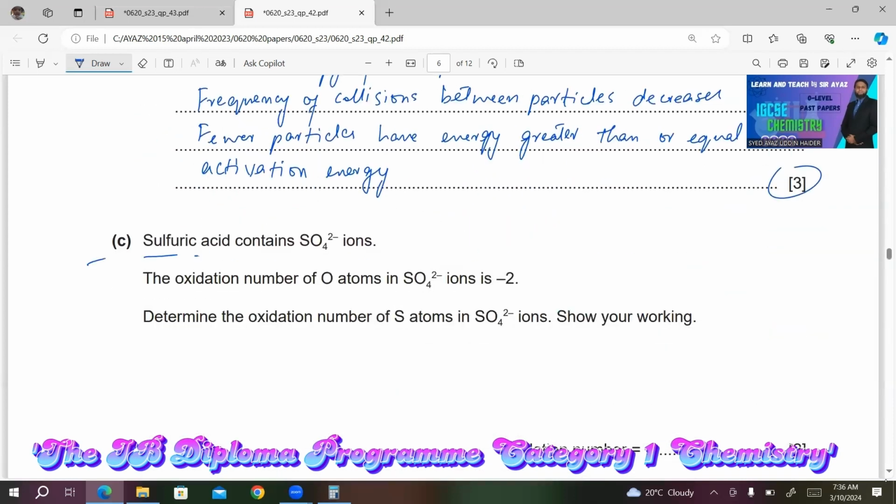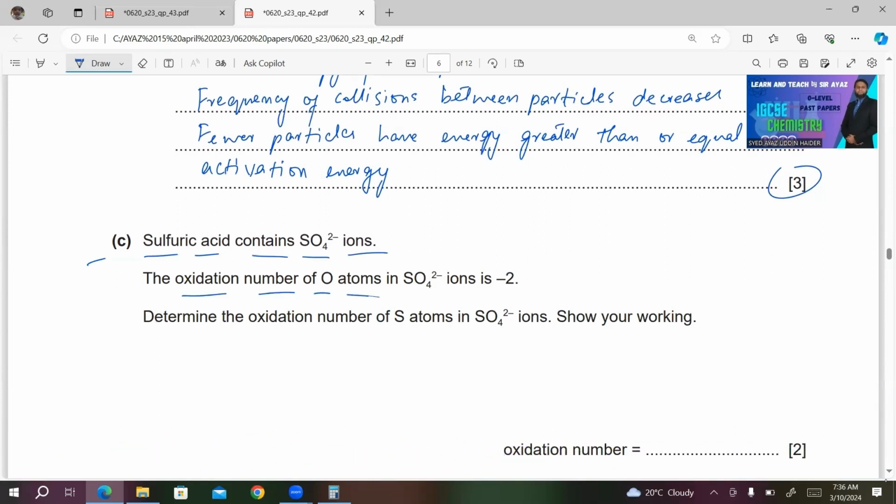Number C, sulfuric acid contains SO4 2 minus ions. The oxidation number of O atoms in SO3 2 minus ions is -2. Determine the oxidation number of S atoms in SO3 2 minus ions. Show your working.